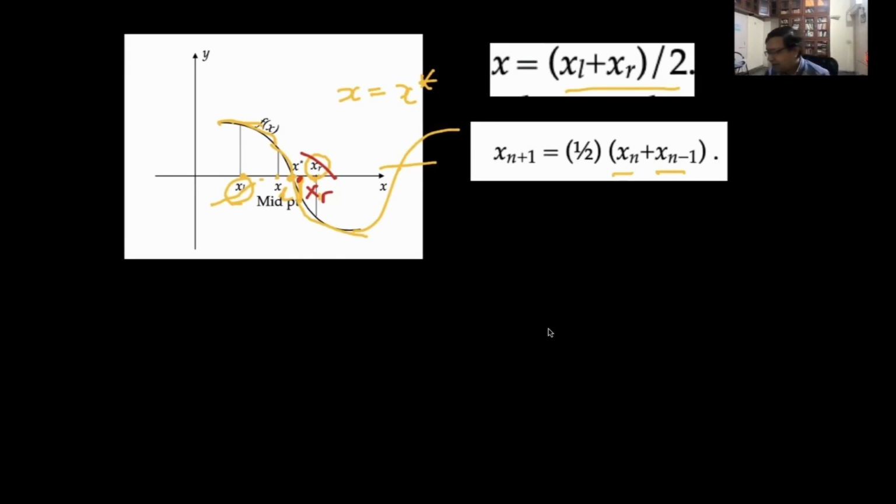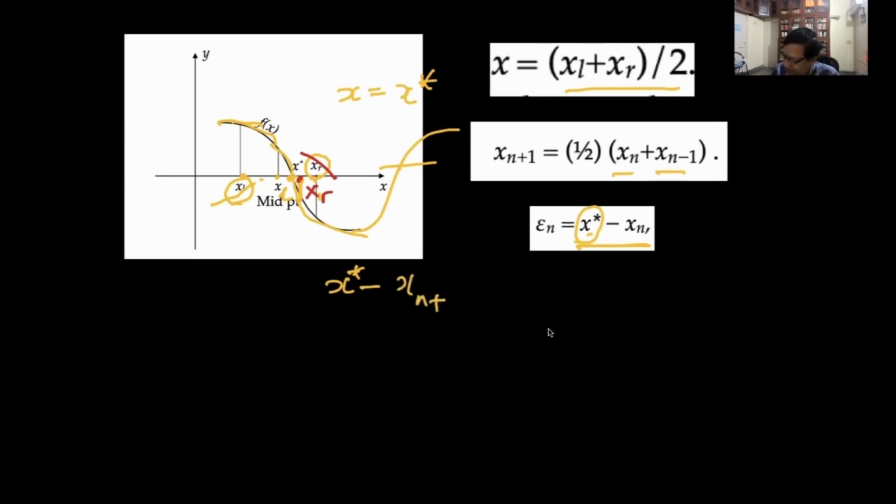Now, what about the error in this method? The error is defined as x star minus xn, where xn is my computed value by the bisection method, and x star is the real value. Now you can see how the solution is converging, how the error is decreasing with iteration. How do I compute that? I subtract both the left hand side and right hand side from x star.